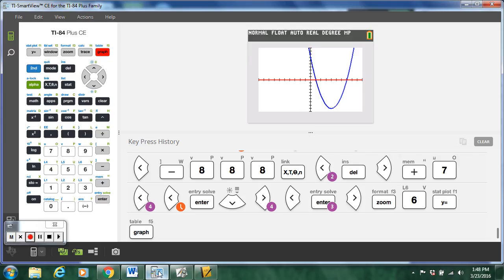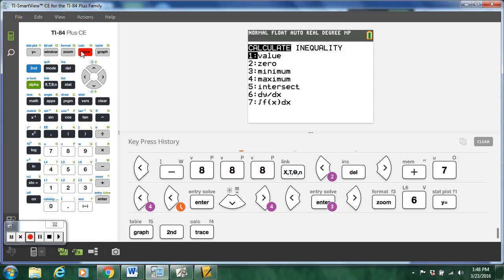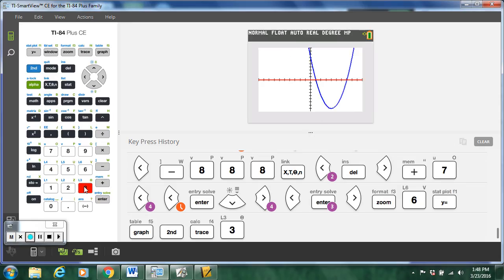What is the point where it changes directions? The vertex. This is the vertex. So we're going to calculate that vertex. So second, calculate. If you don't know what I'm talking about, you're going to be up a creek on this test tomorrow. So we're calculating the minimum, which is number 3.